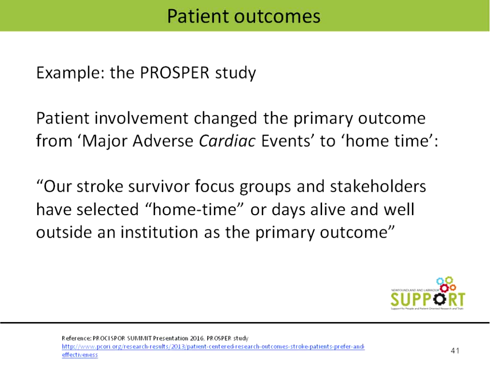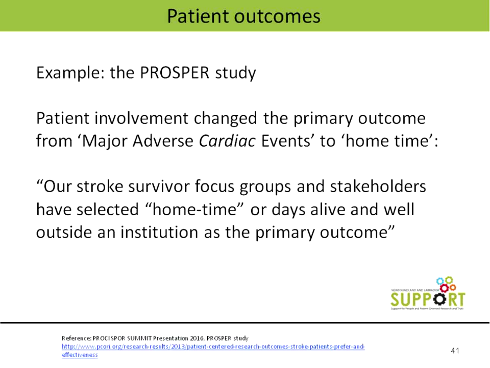I'll give you an example that Eva used in one of her presentations related to the PROSPER study. This is an example of how patient involvement can change the type of outcome chosen by a group of researchers. In this study, the researchers chose a primary outcome, very concrete, major adverse cardiac events, or MACE, and this would include things like a heart attack, for instance.